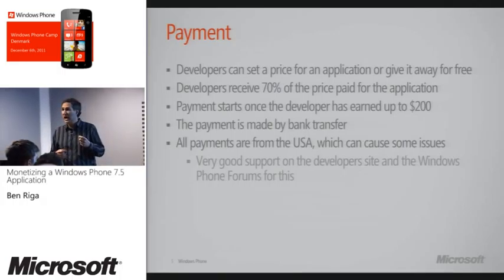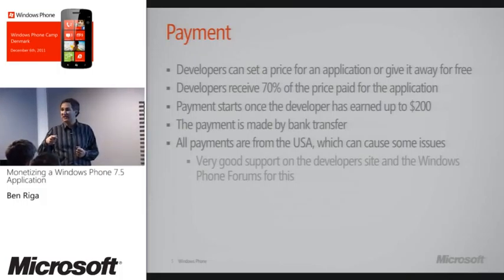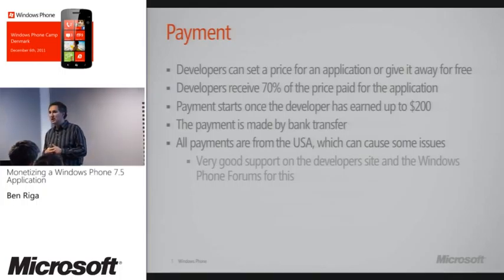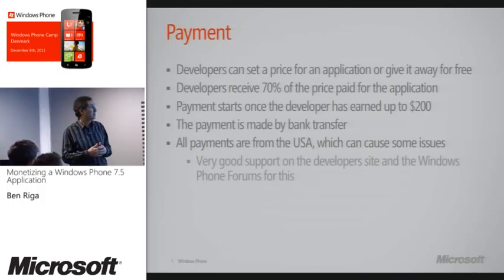If you ask for money, if you make your app a paid app, then you will keep 70% of whatever price was paid for the application. Once you start getting paid, we will issue you a check or send you a payment once you reach every $200 or so. So if it's a small app and you're not getting too many downloads, it may take a while, but for most people that's not really a problem. You usually get a check once a month.